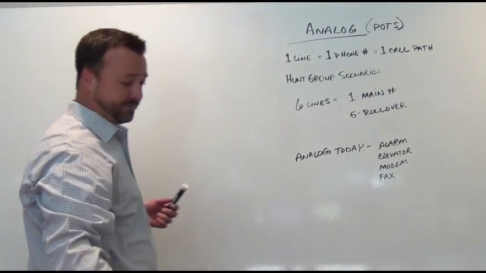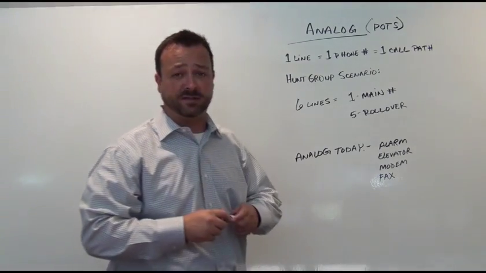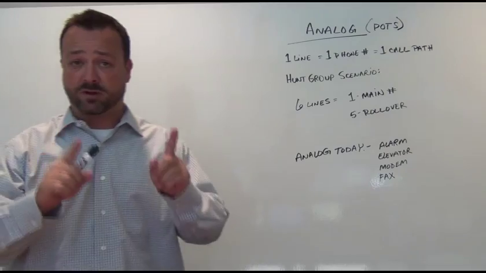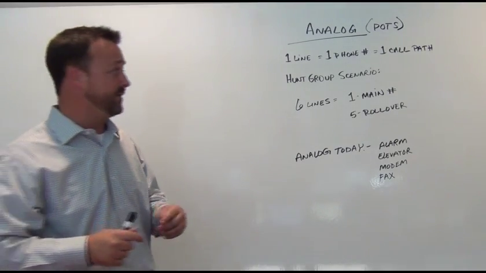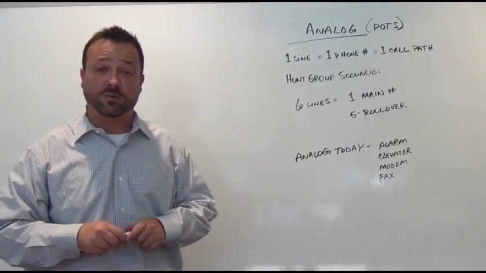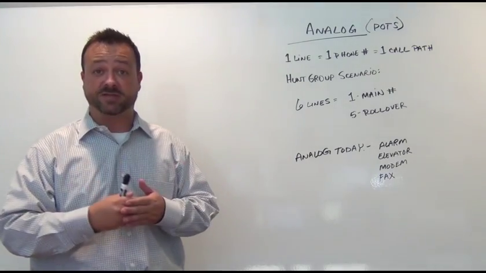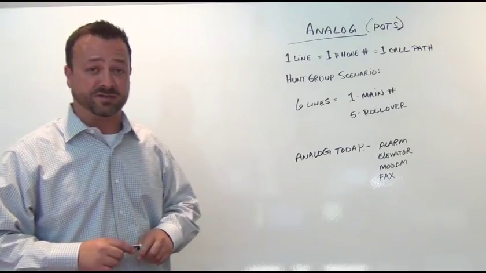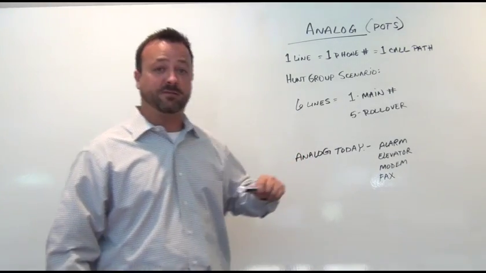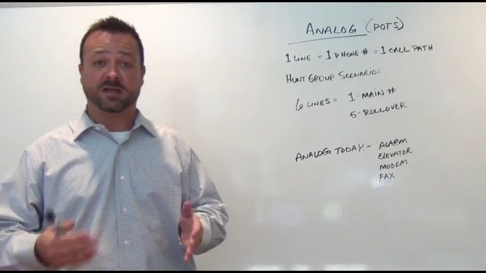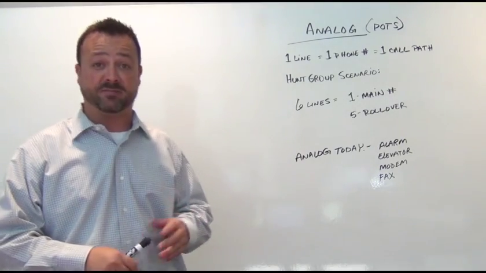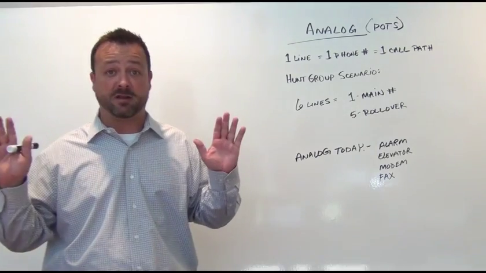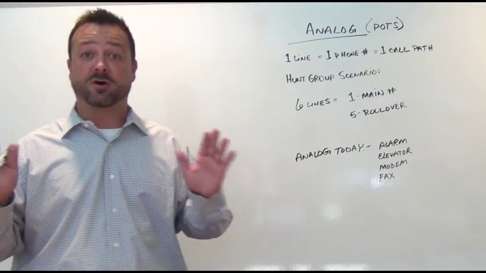So going back to analog, how would it be used in a business environment? What we would do is create what we call a hunt group. Remember, one line equals one phone number and one call path. So a company that has 15 employees would want to be able to take simultaneous calls from their customers. A hunt group, and we'll use a 6-line hunt group as an example, includes one main telephone number, that's the number that gets advertised, and that's the number that everybody would dial to get into that business. And 5 rollover lines, which means they're just other analog lines, other analog phone numbers, and other call paths.